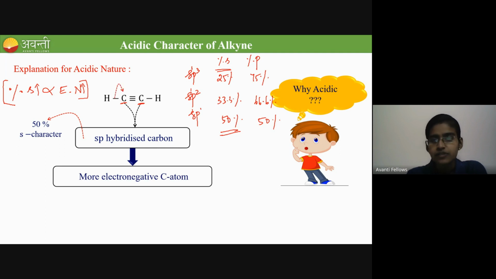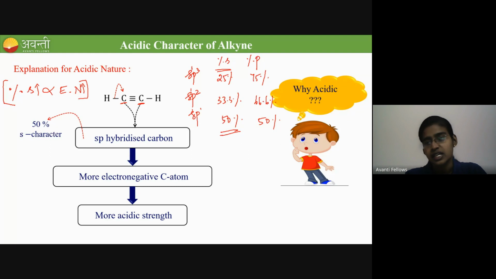What is the meaning of electronegativity? The tendency of attracting the shared pair of electrons towards itself is called electronegativity. So the shared pair of electrons between the carbon and hydrogen come towards the carbon, and hydrogen goes out as H+ by leaving its electron. That's why alkynes are more acidic in nature. Got it? Is this concept clear to all of you?